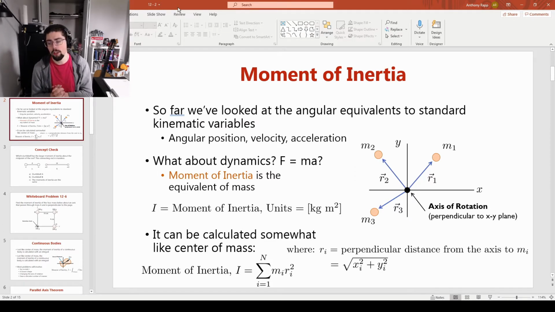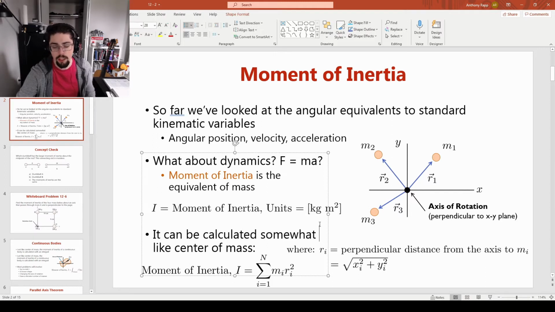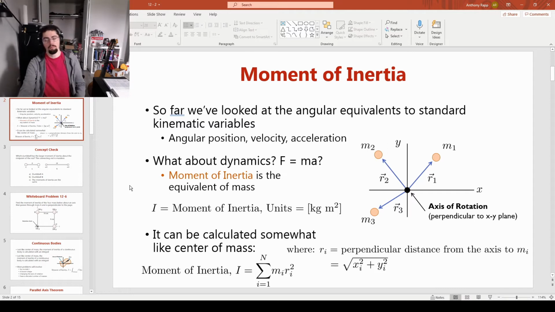So the moment of inertia is kind of like what mass was to force. Of course, it is related to mass. If we look at the units of moment of inertia, they do indeed have kilograms involved. But generally speaking, the moment of inertia tells us how resistive something is to a torque trying to make it spin. I'll talk about torque in a minute, but that's more or less how easy it is to get this thing to spin.